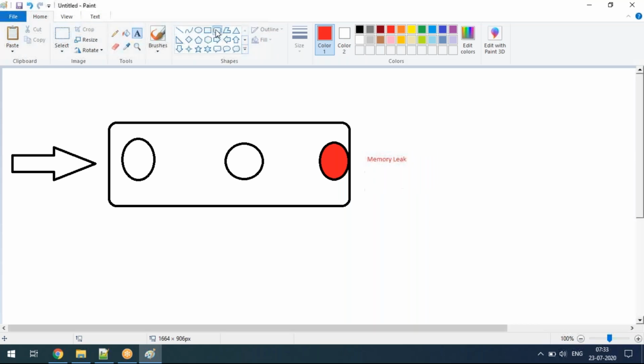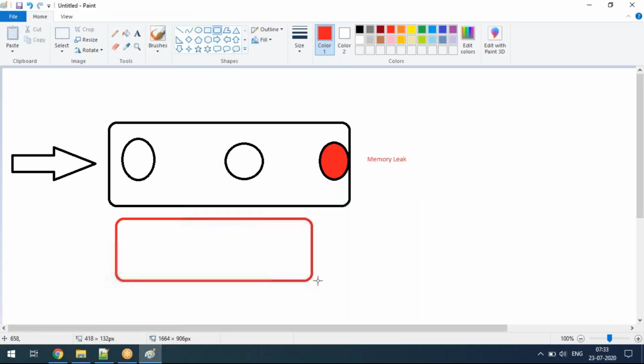Similarly, if the same thing also, there is a memory space. Just a minute.